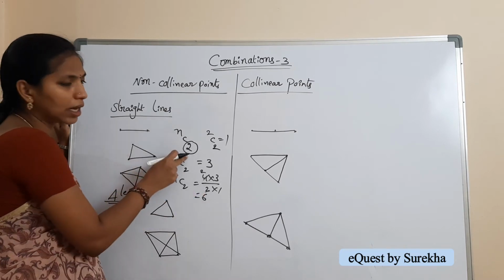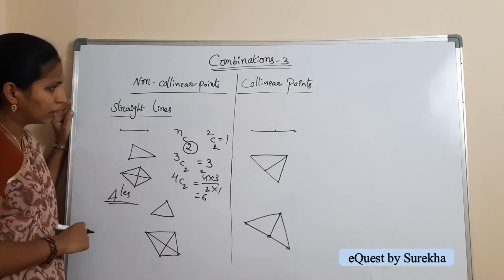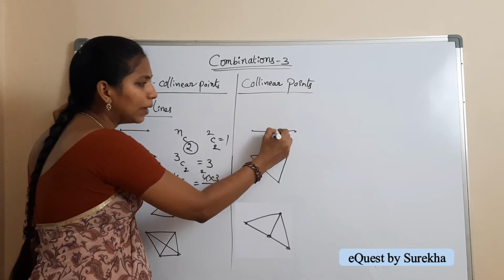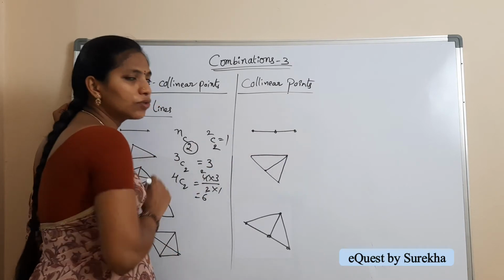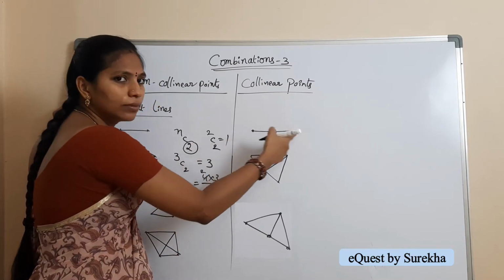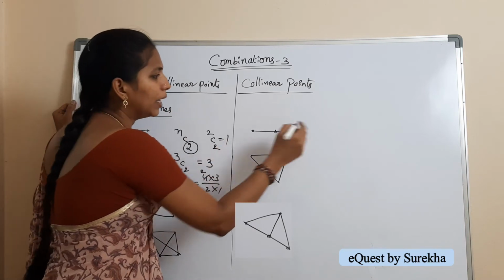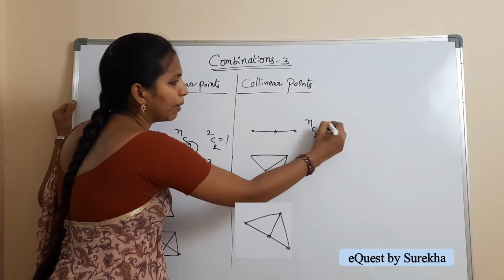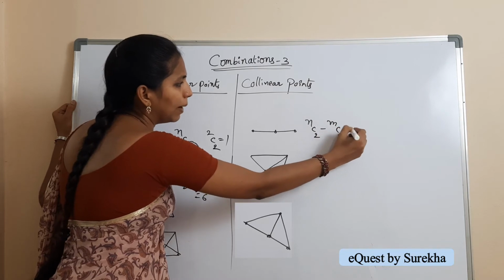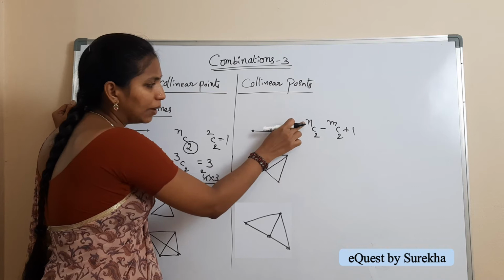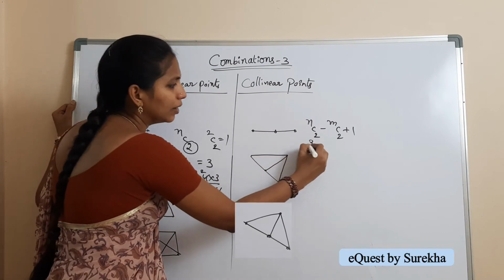Okay, the formula is nC2. See, in the concept of collinear points, if there are 3 points in a single straight line, then we can form only one straight line. The formula is nC2 minus mC2 plus 1. nC2 is nothing but here the n value is 3.